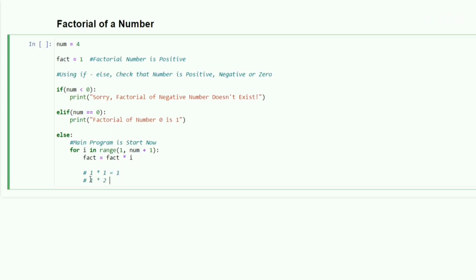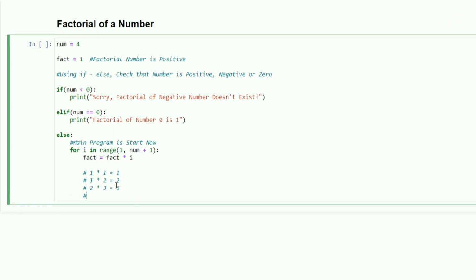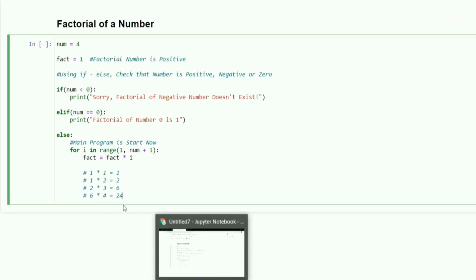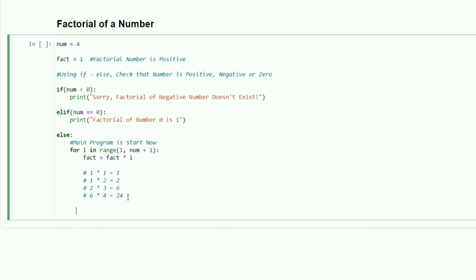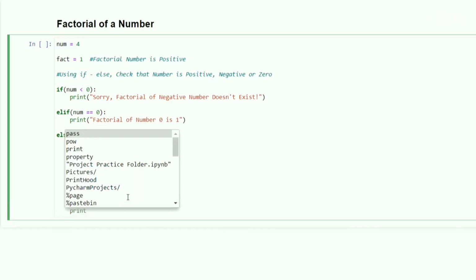So now this 1 is here, and now the loop is in the second position, so 1 times 2 equals 2. Again this 2 is now here and the loop is in the third position, so 2 times 3 equals 6. Again this 6 is now here and the loop is in the fourth position, so 6 times 4 equals 24. So this is our answer, because we have to find the factorial of number 4. And now the loop will be terminated, then the execution of the program stops here.